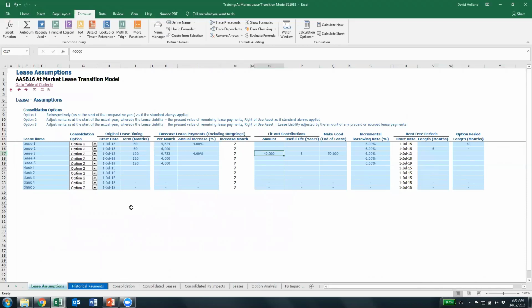It had a fit out of $40,000, which had a useful life of 8 years, so it had a different useful life to the lease term. It also had a make good of $50,000, and you'll input the borrowing rate of 6%.